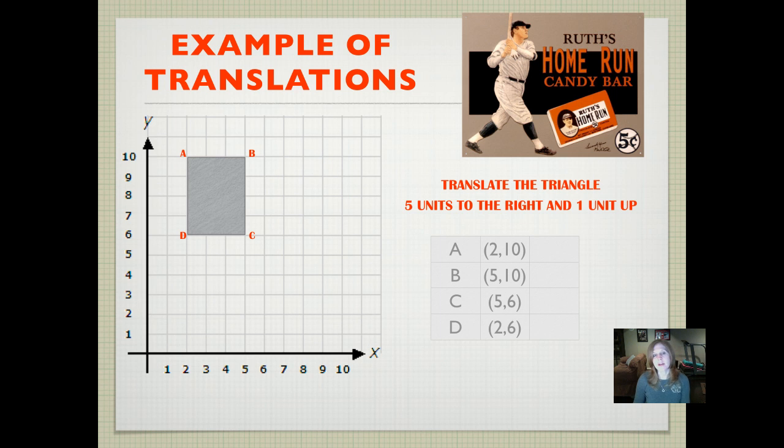Now, if I was actually translating this figure, we're talking about a slide. So we're not rotating our figure at all. We're not flipping or reflecting our figure at all. We are just sliding it. And we are going to translate that figure 5 units to the right and 1 unit up. And I want to show you that with my Bamboo tablet.